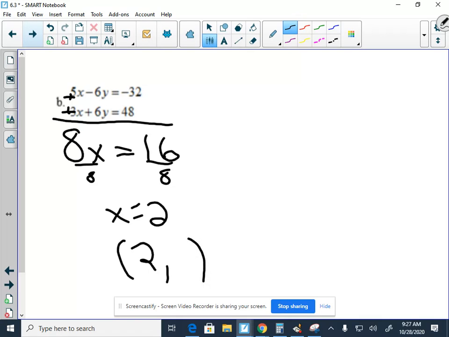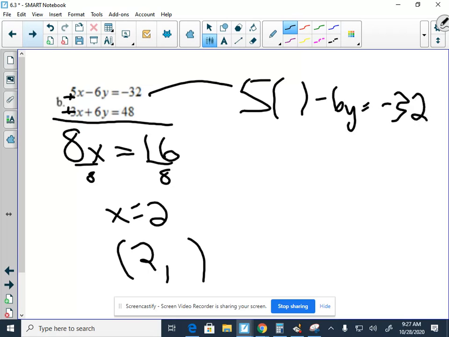Okay, part way there, we've got 2 comma something. So we've got to take one of the equations. It really doesn't matter which one, so I'm just going to take the first one, and I'm going to go 5 times x, subtract 6y, equals negative 32. Now, if you want to use the other one, you can. Sorry, that 3 is a little goofy, but again, writing left-handed here. So I'm going to put the 2 in because x is 2. This becomes 10, subtract 6y, equals negative 32.